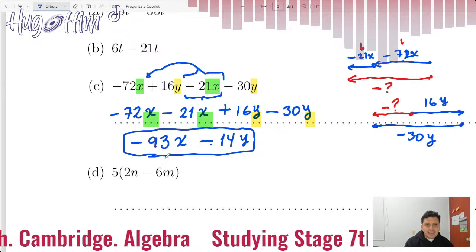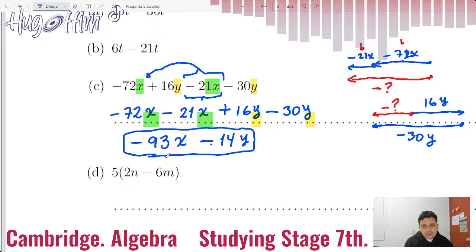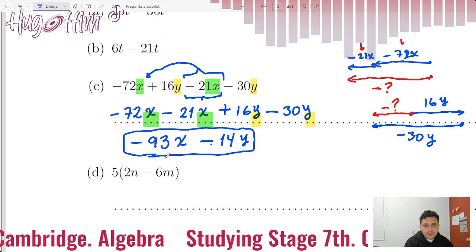This is like adding apples with apples, pears with pears, centimeters with centimeters, cubes with cubes, that stuff.